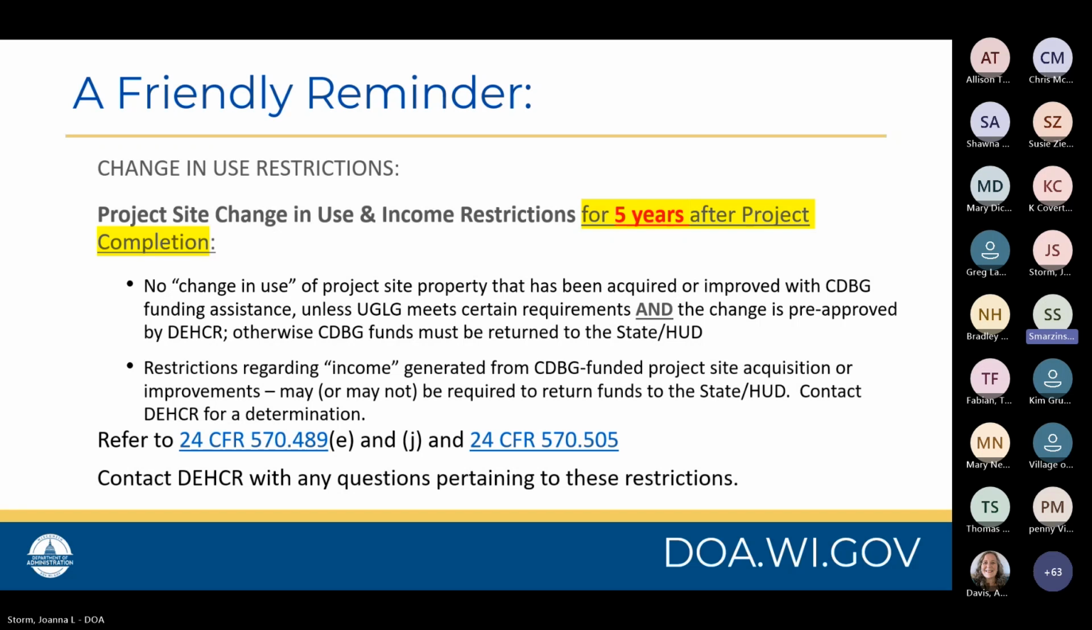Otherwise, CDBG funds must be returned to the state, which are then returned to HUD. An example of this would be using CDBG funds to build a senior center, and then changing the use of that facility to an ineligible project, like a community center in a non-LMI community within the 5 years after the CDBG project is completed. Contact Decker for more information and guidance on this issue.